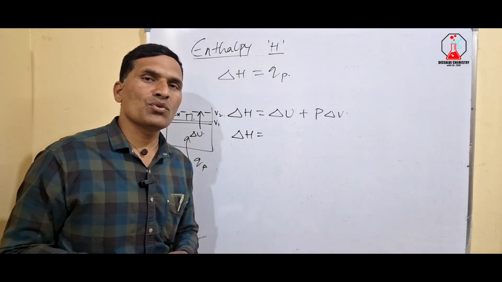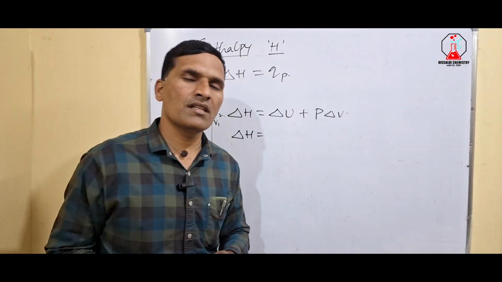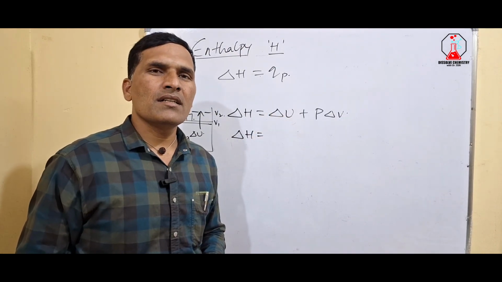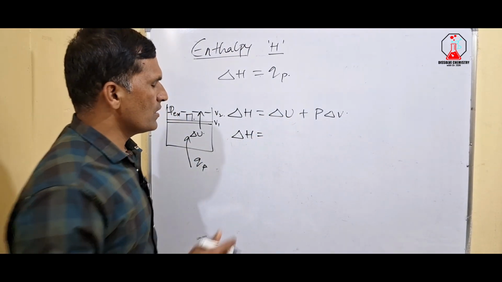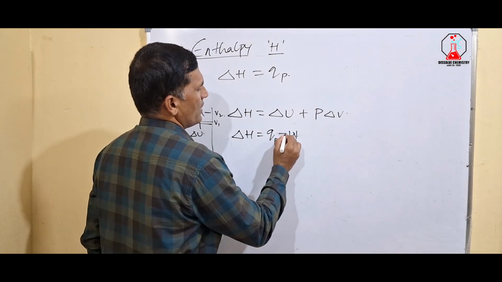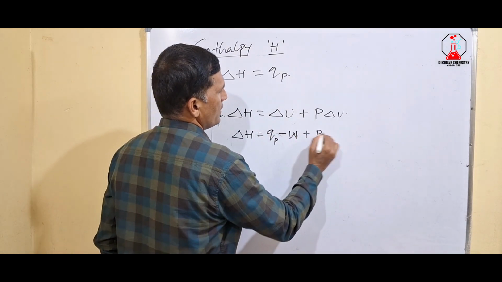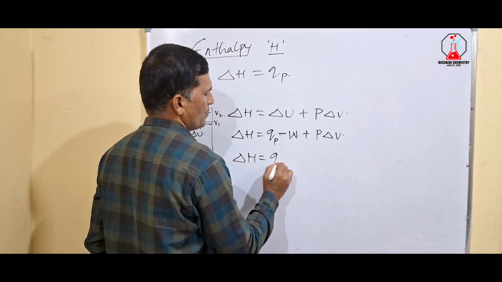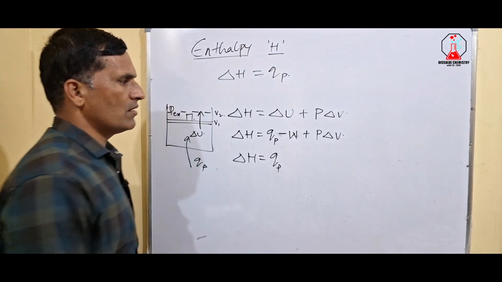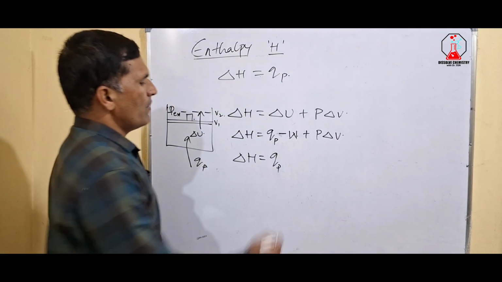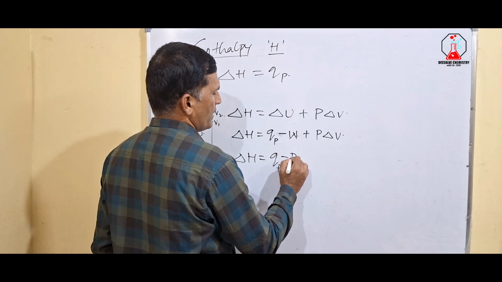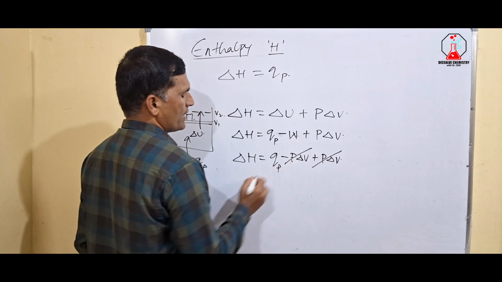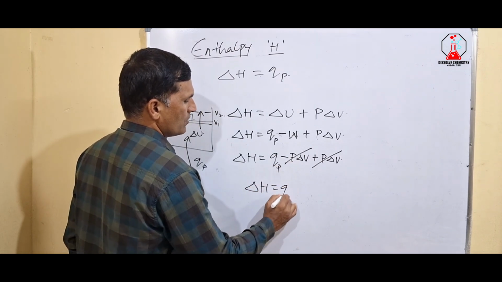You remember the isobaric process that we discussed in our previous video on thermodynamics. So what is the change in internal energy in an isobaric process? That is Q minus W, plus P delta V, you keep it as it is. Now delta H is equal to QP, the amount of heat absorbed at constant pressure, minus P delta V, plus P delta V. So these two will get cancelled, and therefore your delta H is equal to QP.